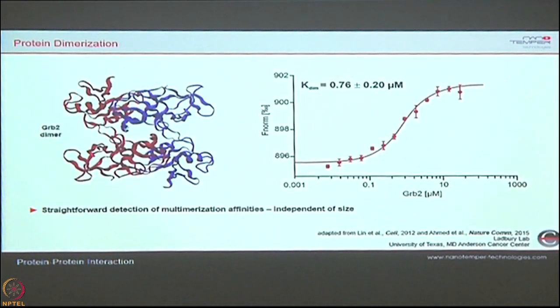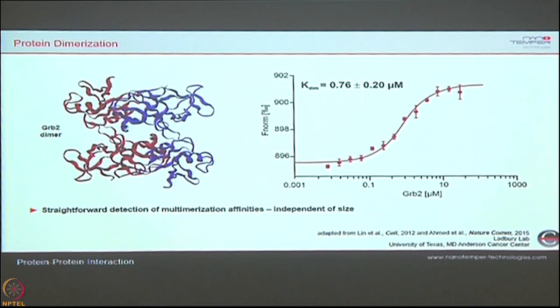So now I'll just take you through some examples of how this application has been used in a variety of interactions. One is dimerization. When you are talking about protein-protein interaction, the same protein, when it interacts, becomes a dimer. So it's extremely difficult with other techniques, like SPR or ITC, where you immobilize the same protein and run the same protein through, and you get a lot of artifacts.